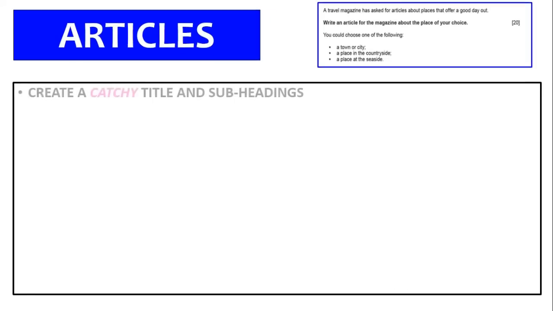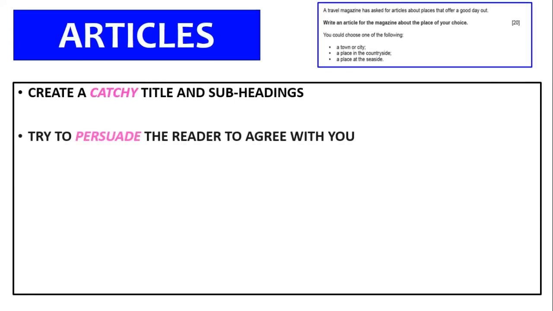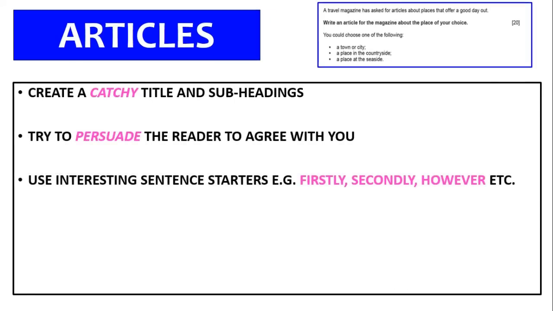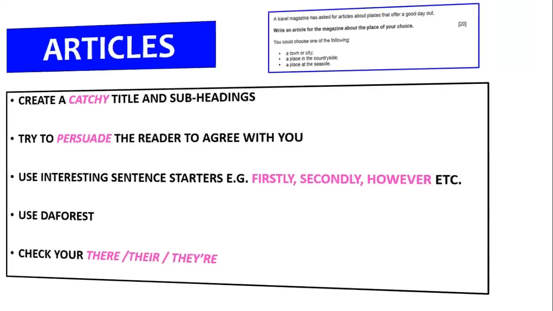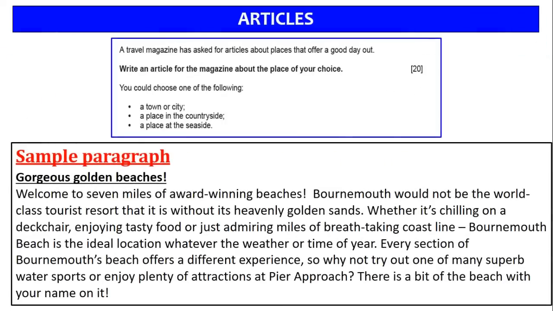So for an article, you're going to create a catchy title and subheadings. You're trying to persuade the reader to agree with you. In this case, you're trying to get the visitor to visit the place where you talked about. Use interesting sentence starters. Use the forest. Check your there, and there. Here's an example of an article.